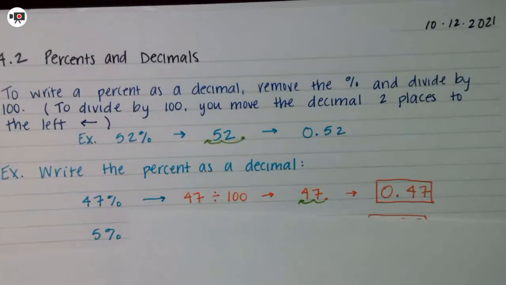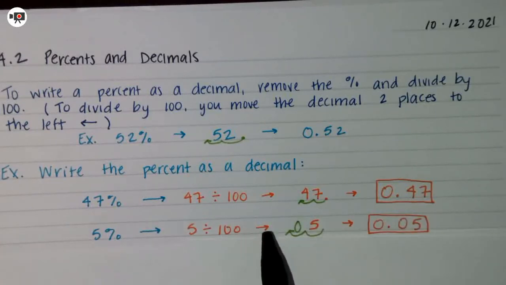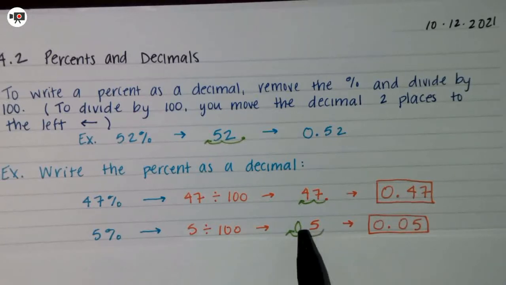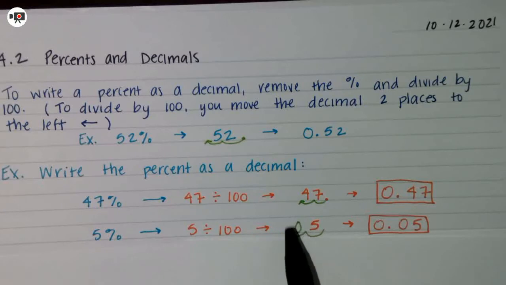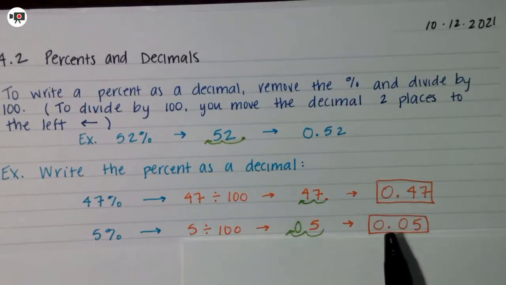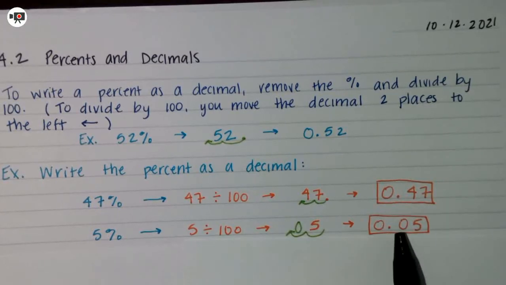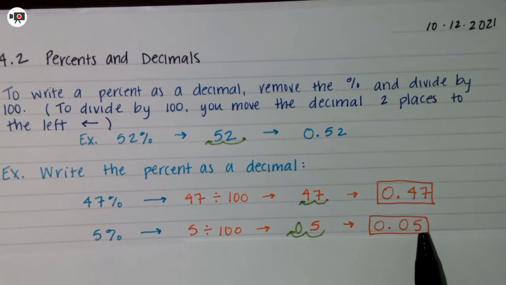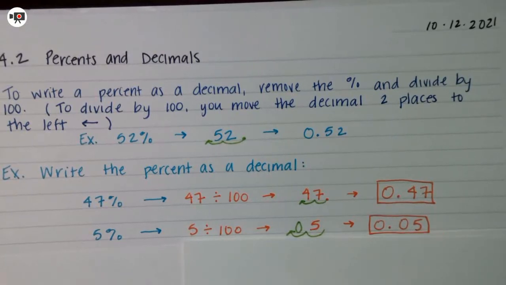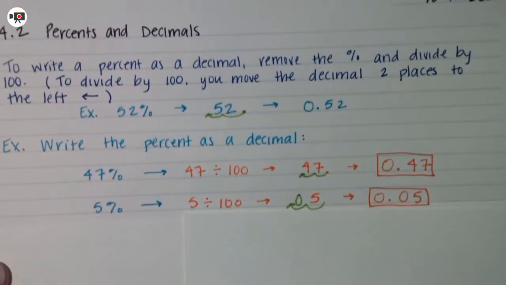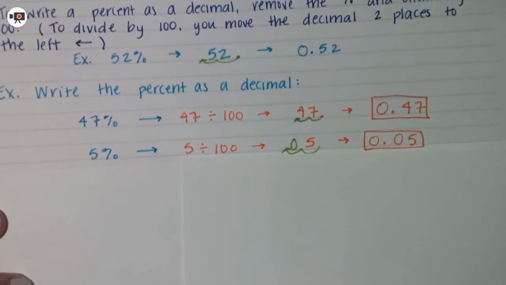Next, if I have 5%, that means I'm going to have 5 divided by 100, move my decimal 2 places to the left. This creates an empty spot, so I'm going to fill that with a 0. Then my decimal is 0.05. It would not be 0.5, that would be 50%. 50% is pretty different than 5%.